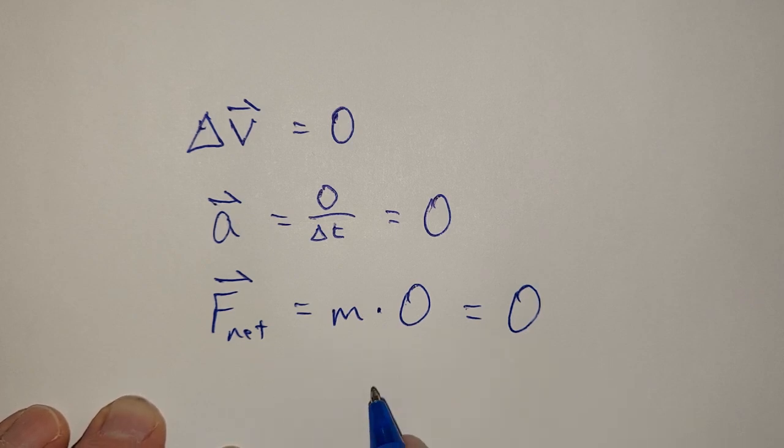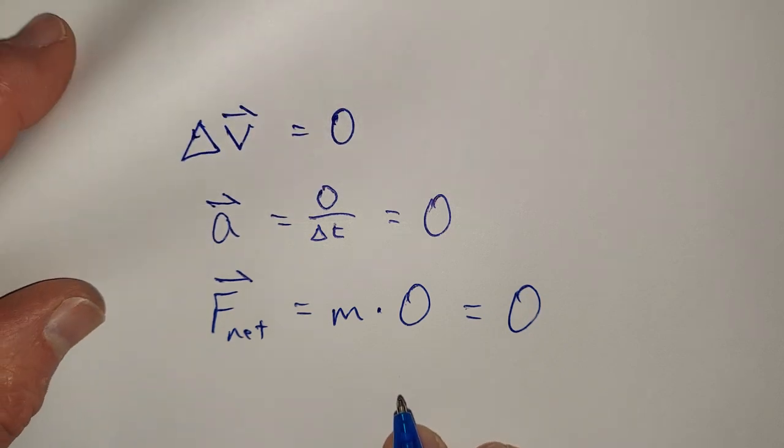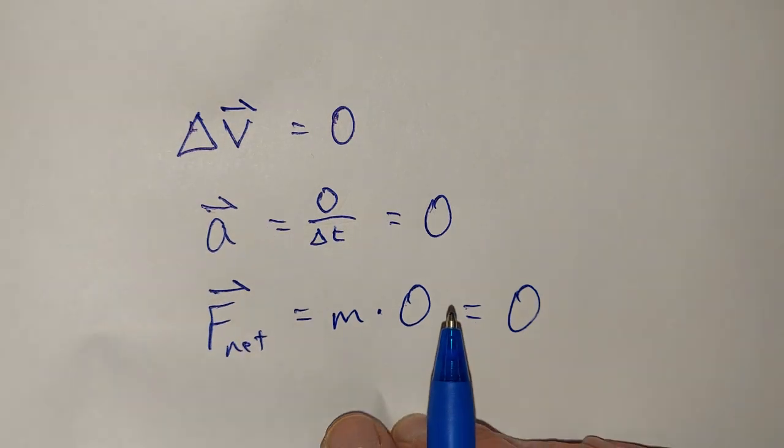So if the net force is 0, there will be no change in the velocity, and that's Newton's first law. You should check out my video on that one. But if the velocity does change, the acceleration will not be 0, and the net force will also not be 0, which also supports Newton's first law.